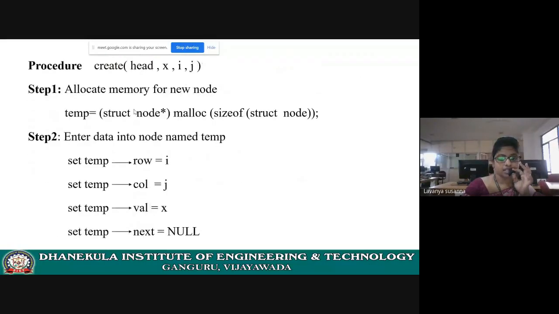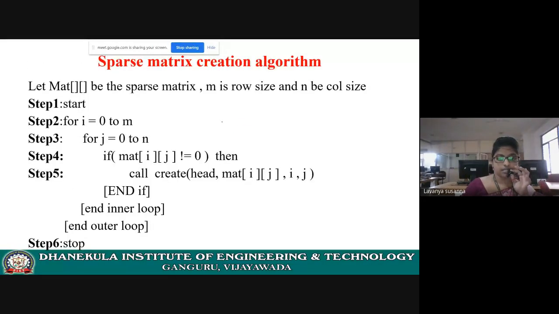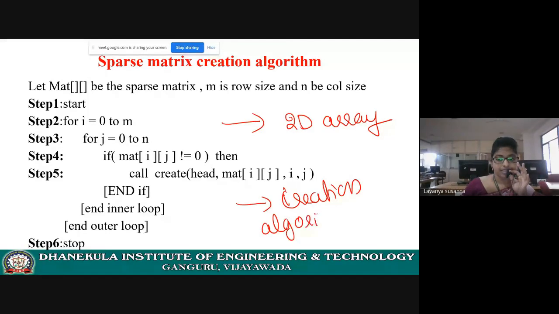Before coming to the class, you need to see 2D arrays: how to access each and every element in a 2D array, and how to initialize it. Refer to a C language textbook. I request all the students to refer to that, and also to the creation algorithm of a single linked list. Without understanding these two things, you cannot understand the sparse matrix creation algorithm.